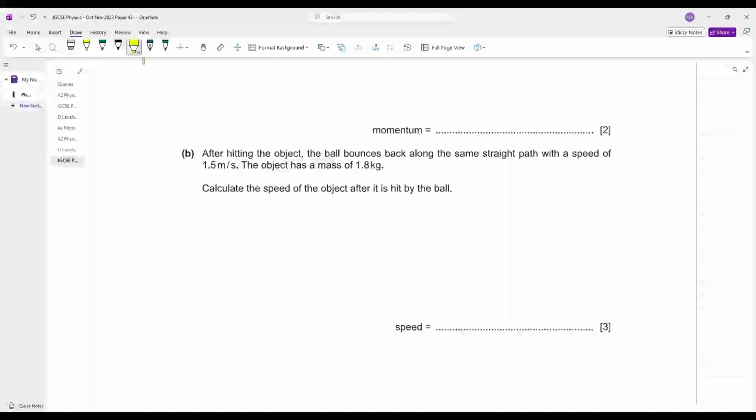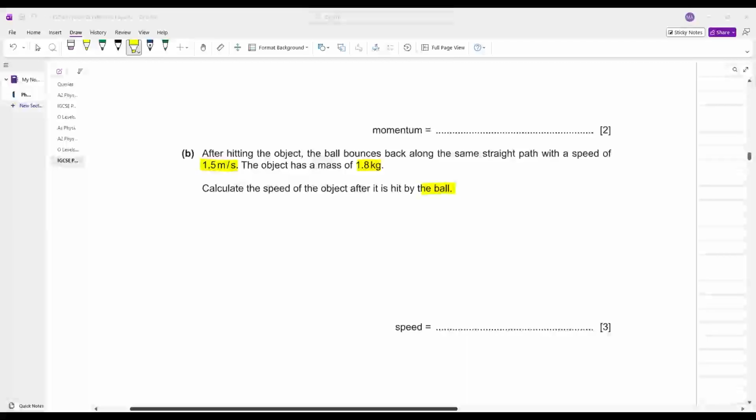After hitting the object, the ball bounces back along the same straight path with a speed of 1.5 meters per second. The object has a given mass. Calculate the speed of the object after it is hit by the ball. We have to find the speed of the object after it is hit. How will you do that?